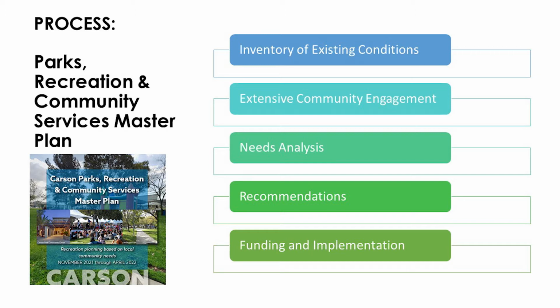First, we went through all of the recreation facilities to collect the inventory and find out what exists within the city of Carson. After that, the most important part, we reached out to the community to find out what their desires are in recreation facilities and programs throughout the city. Combining those two creates the needs analysis, where we balance the equation of what the community has and what the community wants. After that, we create the recommendations and pair those with funding and implementation strategies for the future.